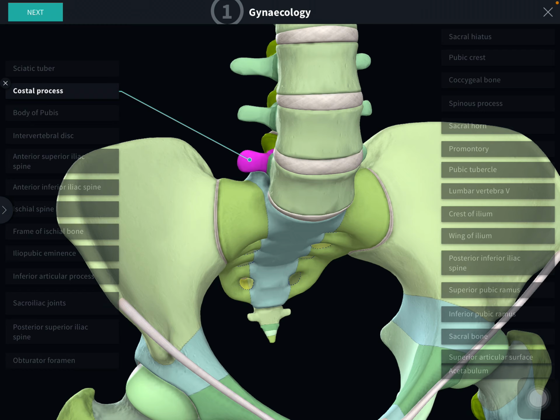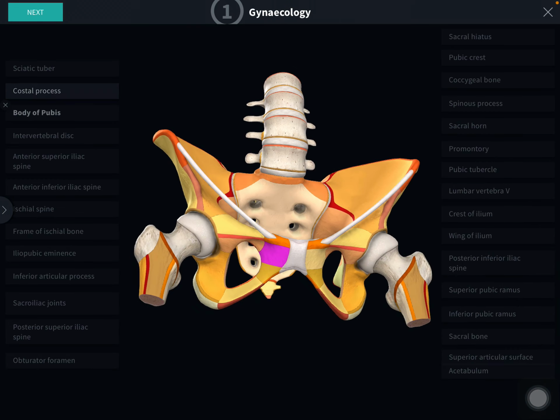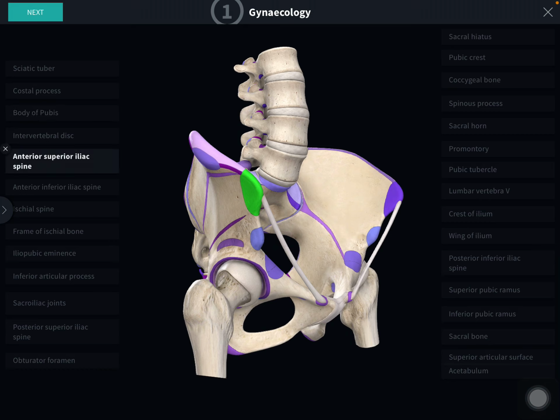So these are not the parts of the bony pelvis, the lumbar vertebra costal process. Yes, this is the body of the pubis. Pubis consists of the body of the pubis, superior ramus and inferior ramus. Intervertebral disc we will skip because it is not part of the bony pelvis. So this is the anterior superior iliac spine, which gives attachment to two structures, the inguinal ligament and sartorius.